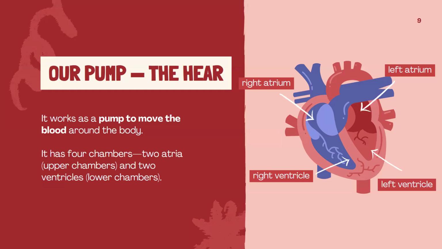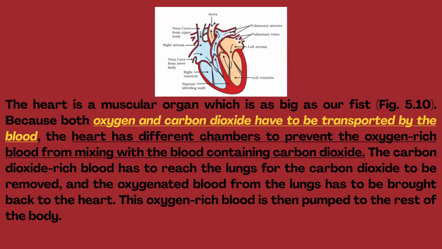So we have to identify the parts of the heart. Just imagine ourselves in front of a mirror: what we see as left, we will see in the mirror as right, and what is right will appear on the left. The first part is the right atrium, and below it the right ventricle; again on the upper side the left atrium, and then the left ventricle. As we studied in lower grades, the heart is a muscular organ, as big as our fist.